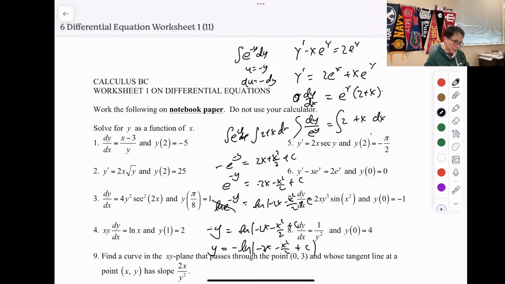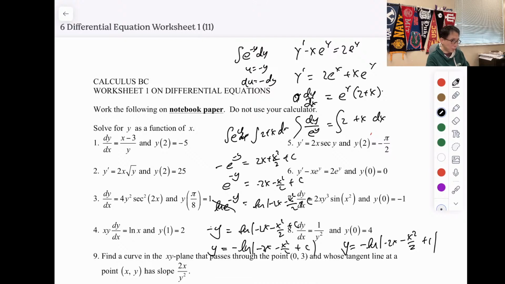Now, what is c? We can plug in (0, 0) in this case. c is equal to what? c is equal to 1, right? So that's going to be y is equal to negative ln of negative 2x minus x squared over 2 plus 1, if I plug in at this moment.